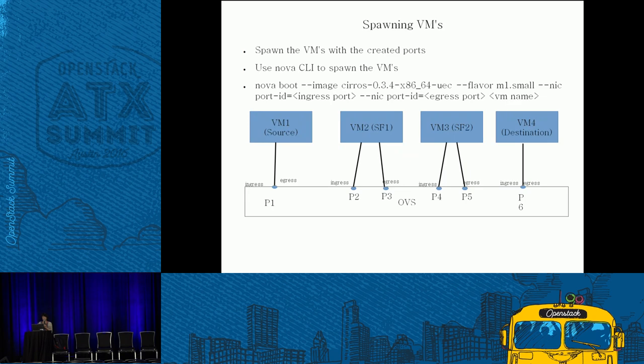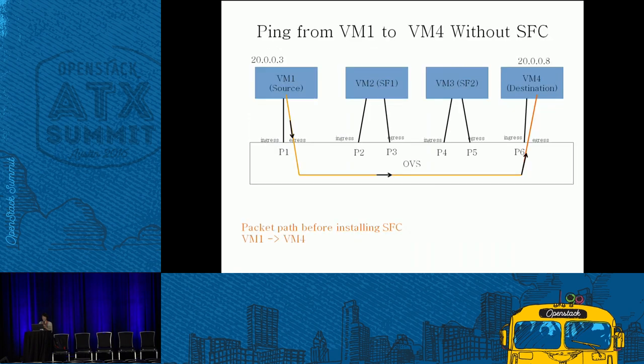And then we are going to create the VMs, which are the source VM, two service function VMs, and the destination VM. We create these through the Nova CLI, and also associate the ports with the VMs. Then we're not going to do any service chain creation, so you just directly ping from VM1 to VM4 without going through the service function chain.